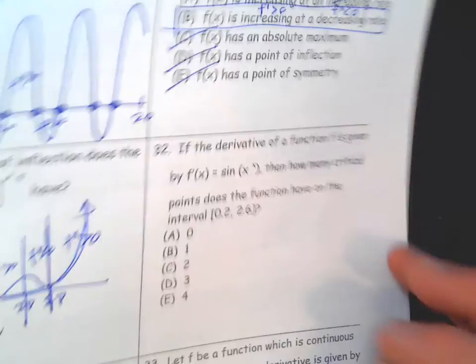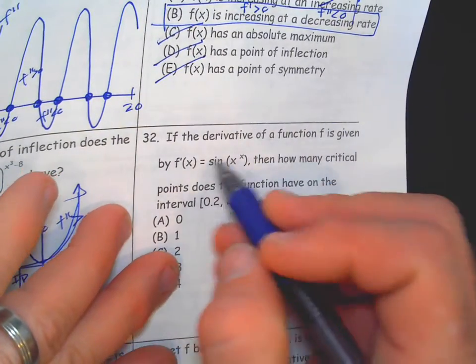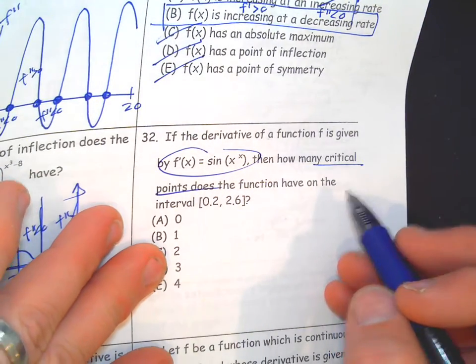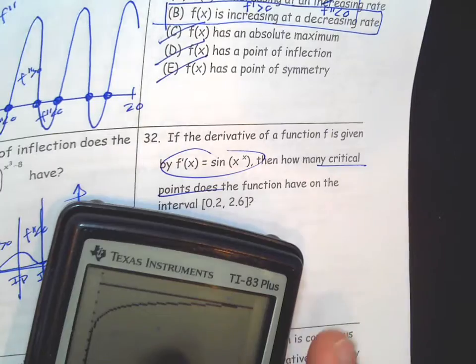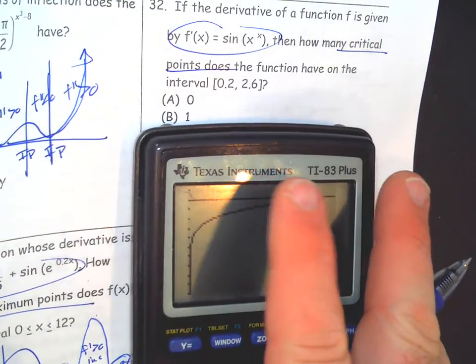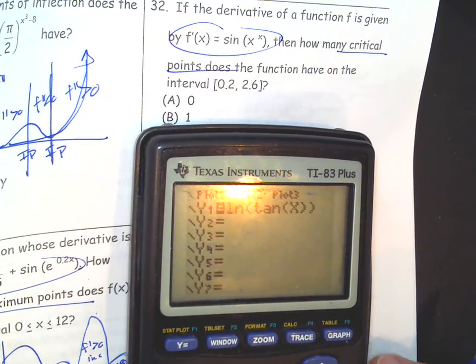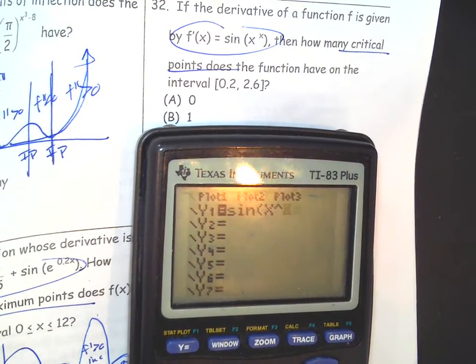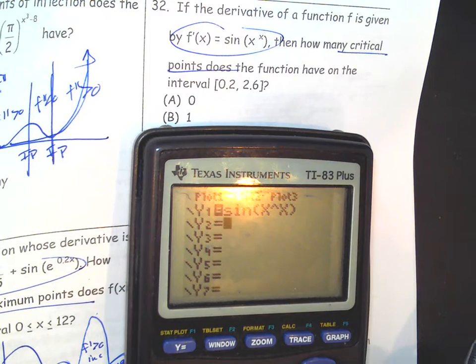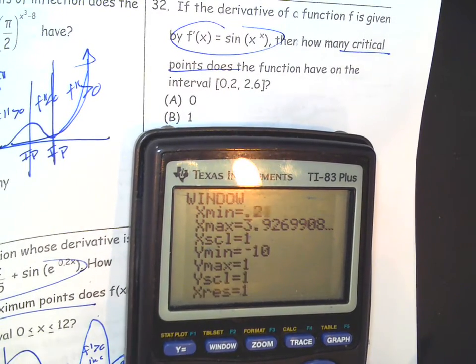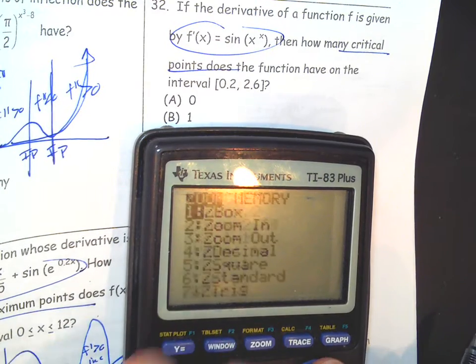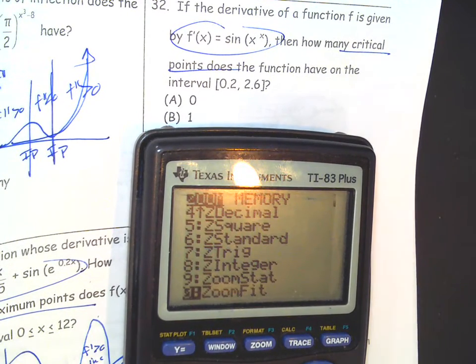So, 32. If the derivative of function f is given, so they give you the derivative, how many critical points does it have? Let's graph it. This is a great thing about your graphing calculator. We usually don't rely on graphs, but if it'll graph it, the sine of x to the x, and window 0.2 to 2.6. And we could do zoom fit. Let our calculator do the work.